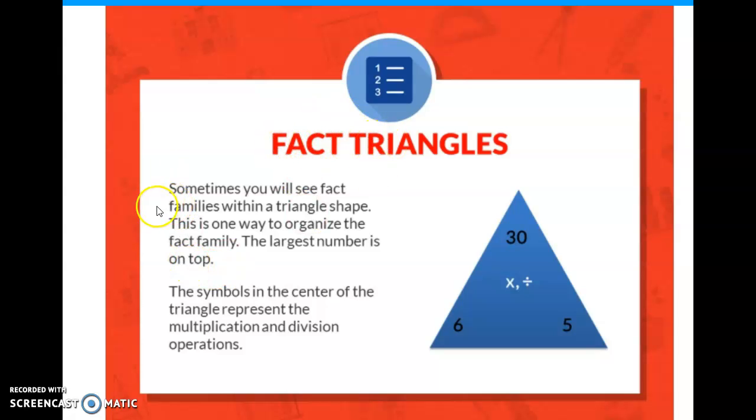Fact triangles. Sometimes you will see fact families within a triangle shape. This is one way to organize the fact family. The largest number is on top. The symbol in the center of the triangle represents the multiplication and division operations. So you're going to have your big number on top. And you're going to practice doing this a little bit more later, okay? So it's important to see how they're set up.